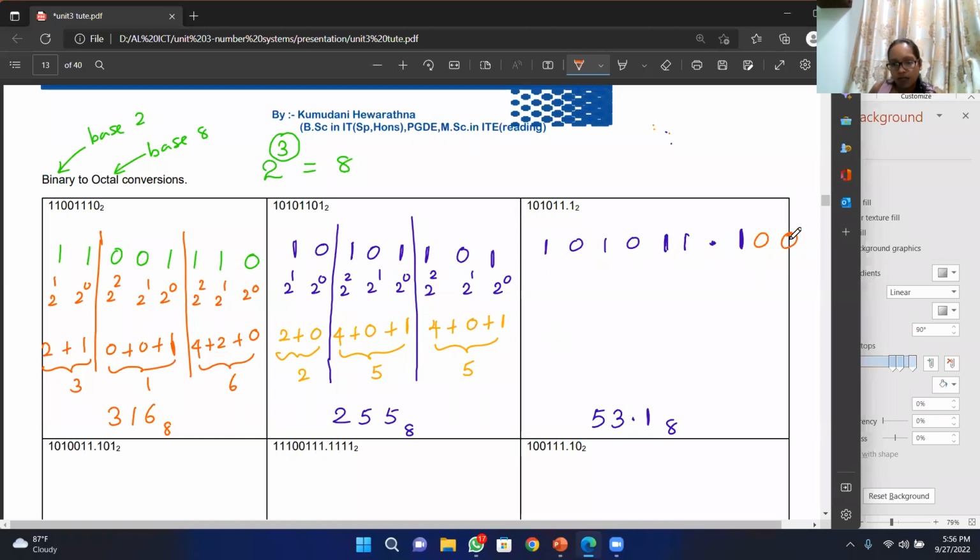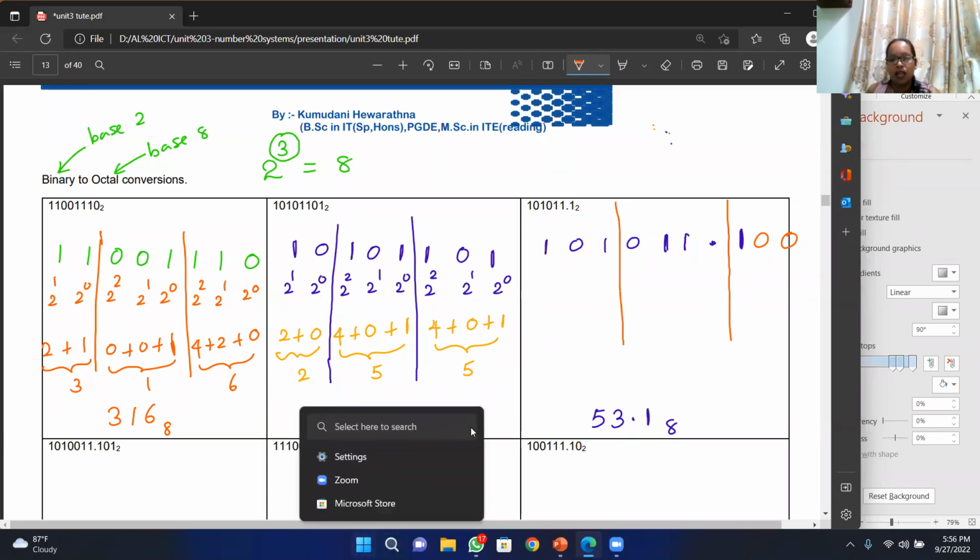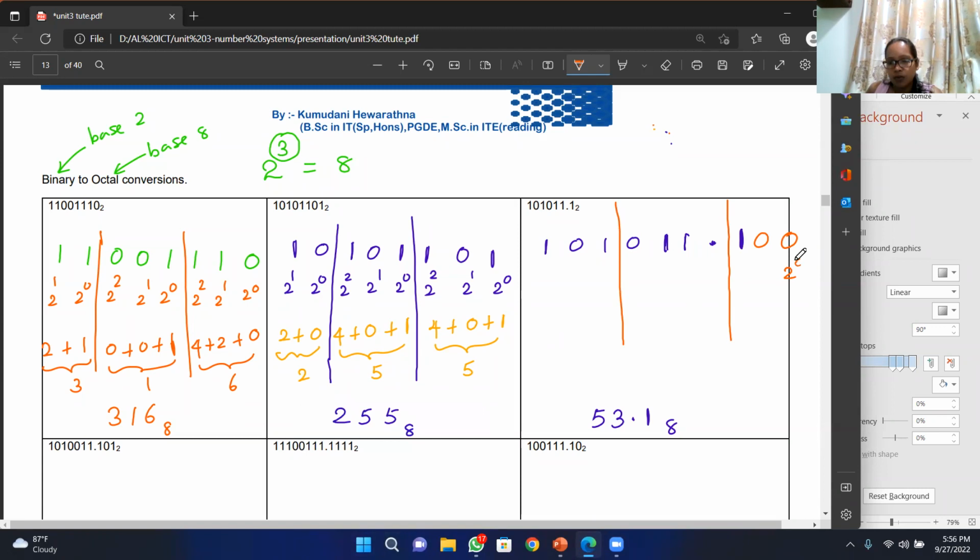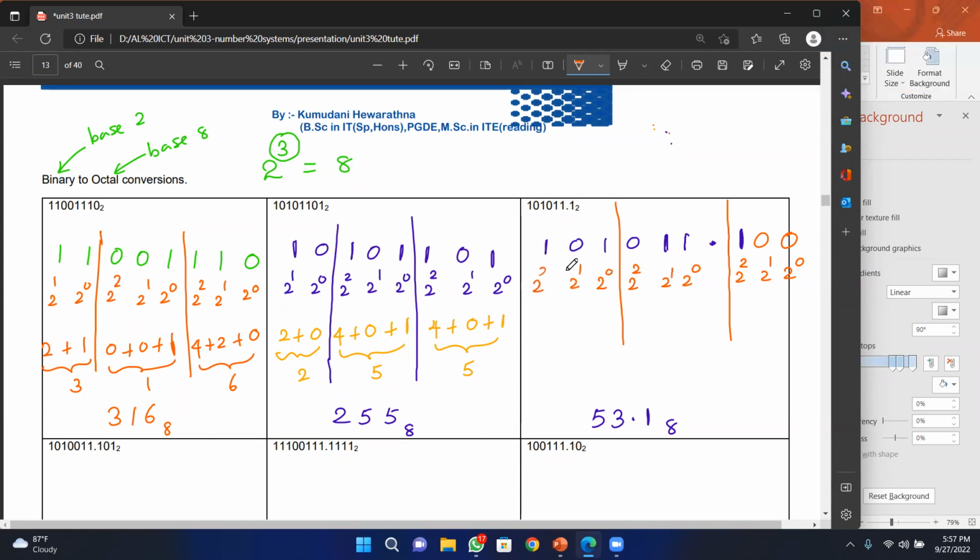After adding that 2 zeros, just divide it this way. Then starting from 2 to the power 0, you have to write down the place values for the fraction part and then for the whole number part this way. It's a little different there.